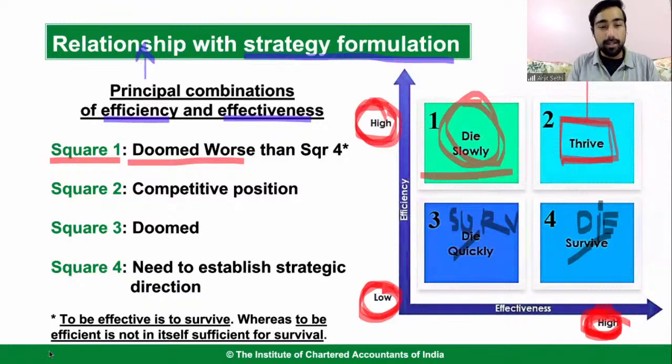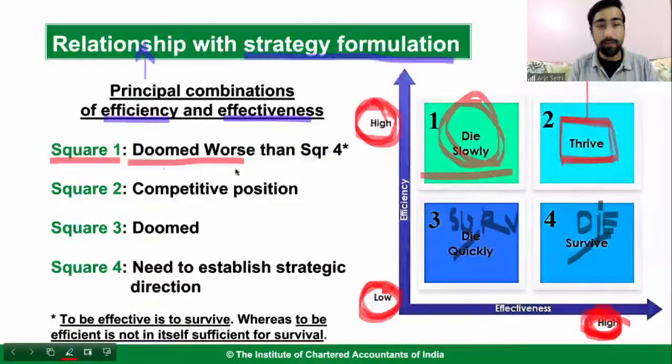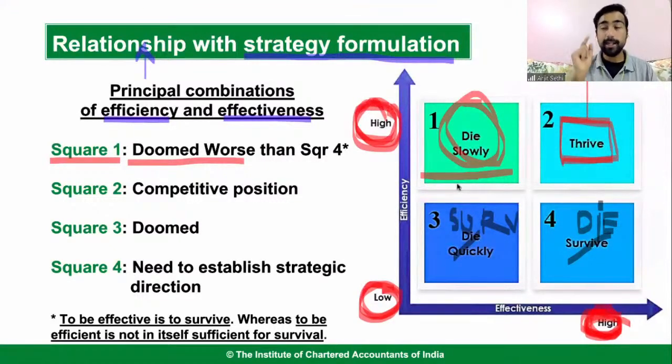Cool. So what is happening here is, if you're efficient, you're doing it the right way, but you're doing the wrong thing, you will die slowly, right? What if you're doing the right thing? Probably अभी भी कुछ गलत लग रहा है मुझे तो, right? Then it makes sense.